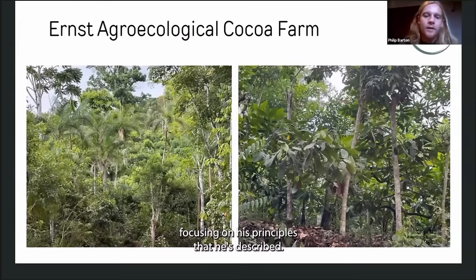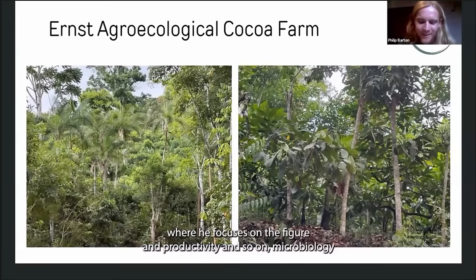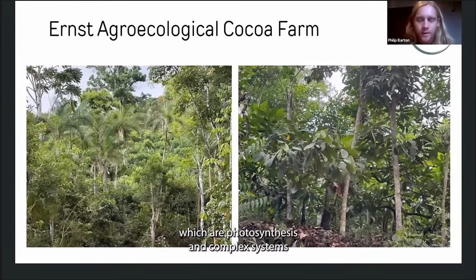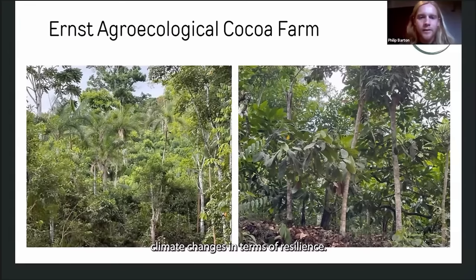Where he focuses on the fungi and productivity and soil microbiology. He uses the tools, processes, and strategies devised by life itself, which are photosynthesis and complex systems. And the diversity of crops that we see in this picture buffers Ernst's farm against climate changes in terms of resilience. For instance, the diversity of the trees and timbers that he can use at his own will really make his farm a lot more resilient as we look into the future to design farms so that they are capable to withstand those climate extremes.